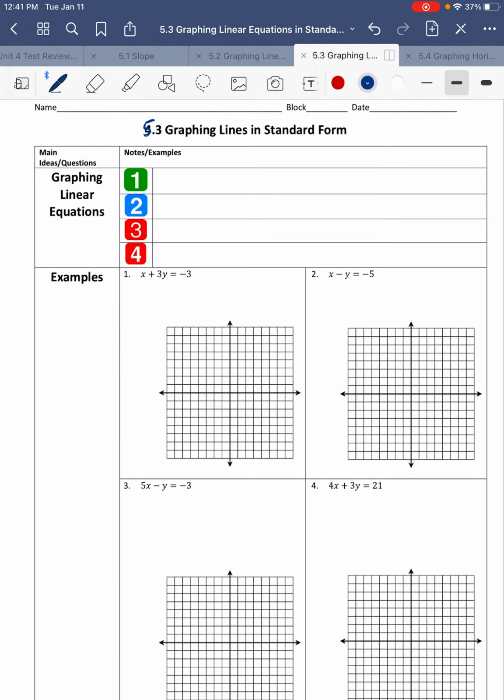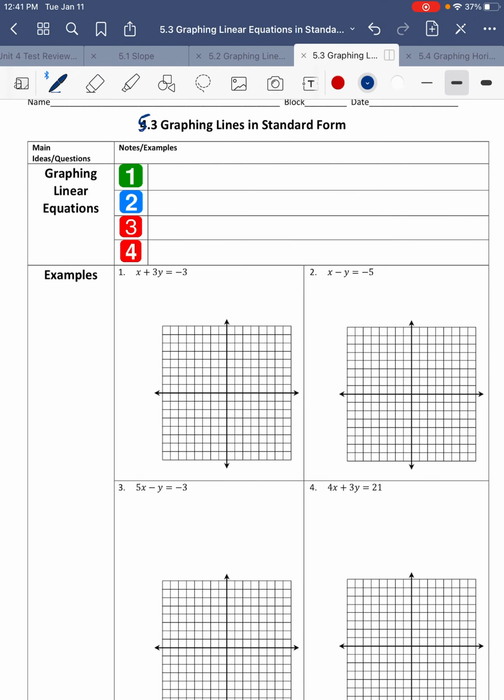All right, so we are 5.3. We are on the first part. We are graphing lines in standard form. So we are actually going to take this.